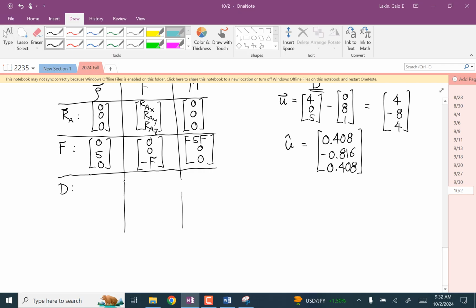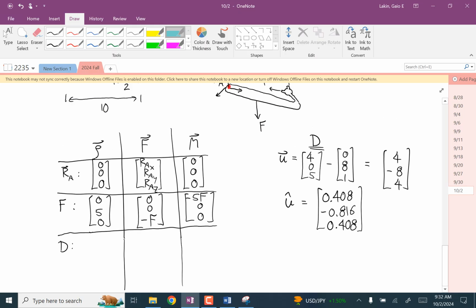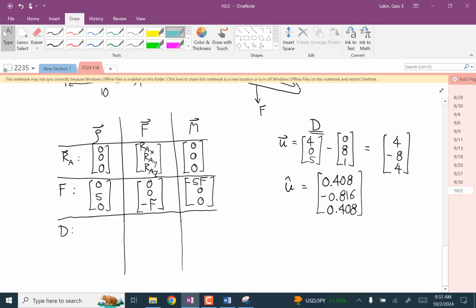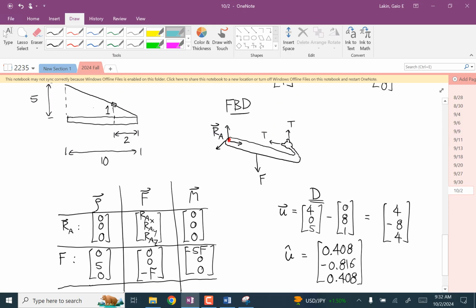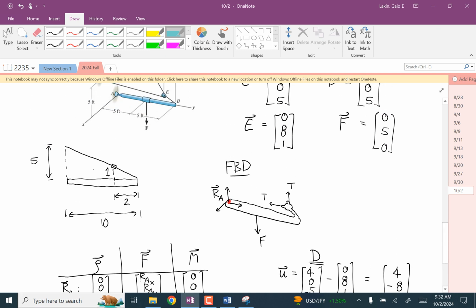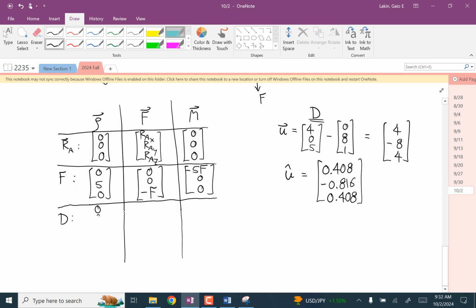Okay, so these can get confusing because you're using the same point for multiple things, but the row vector has to do with where the force is applied. So that's going to be at E, so 0, 8, 1. And the force vector is this unit vector times the cable tension.